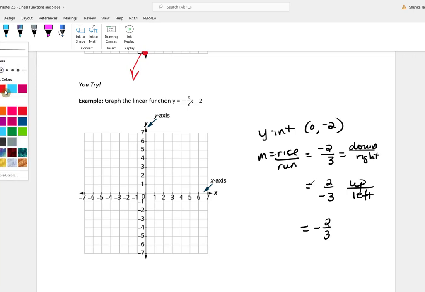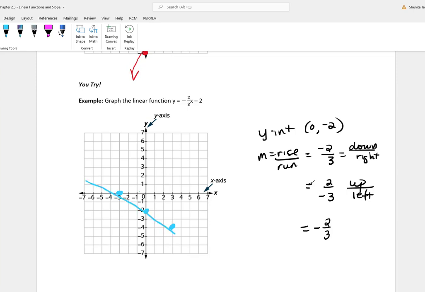Alright, so let's go ahead and draw this one. We're going to plot 0, -2, which is a point here. We can go down 2 and then over 3. We'll have a point here. Or you can go up 2 and then over 3. You have a point here. So whatever the case, the points fall into a straight line.